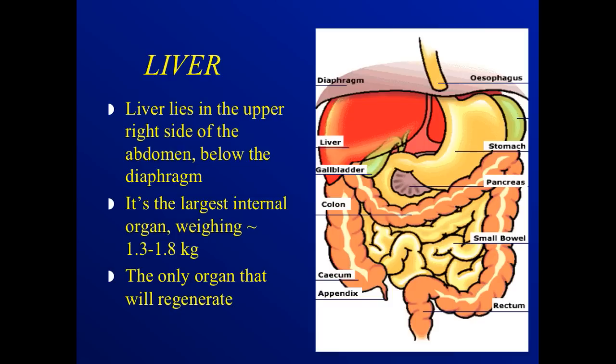And this you can see if you're working in the laboratory with rats or mice. If you resect a little bit of one of the lobes of the liver, a few weeks later you see the liver regenerate. So it's really amazing to see this happening.